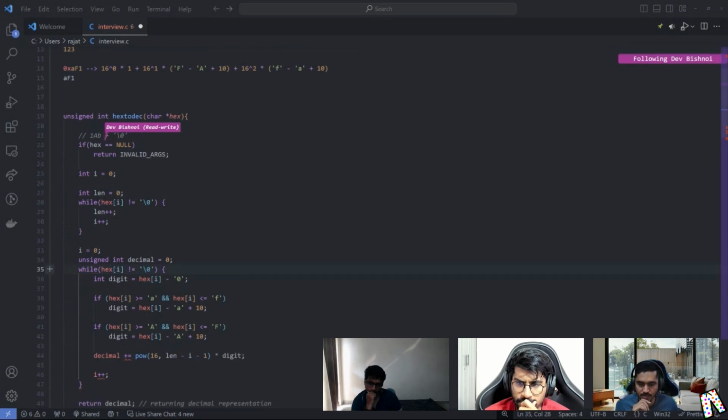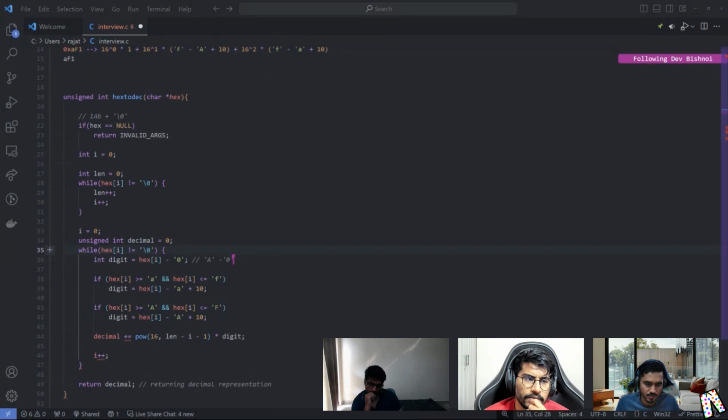So let's say A is the next character. What I do is, this condition is false. This anyway started with some value, so this digit might have some different value. Let's say this would have A minus 0. So that would be whatever the ASCII difference comes out to be, 65 minus 48. So that would be some different value, 19 maybe.